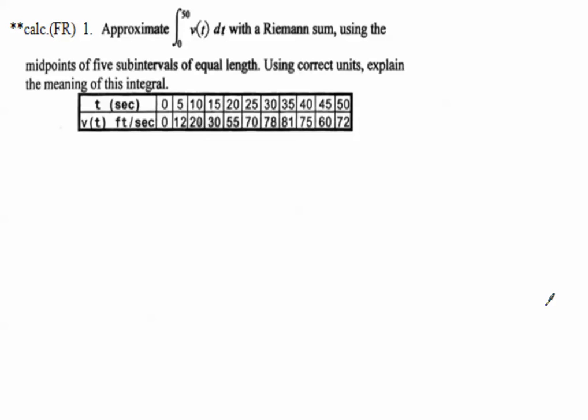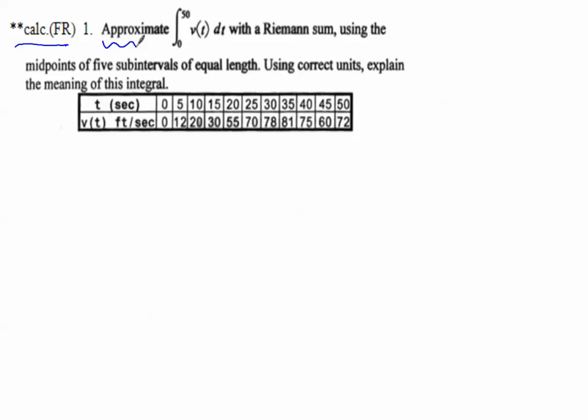Let's look at some examples, starting with one from an AP exam free response. Approximate the definite integral from 0 to 50 of v of t dt with a Riemann sum using the midpoints of 5 subintervals of equal length. Then, using correct units, explain the meaning of this integral.